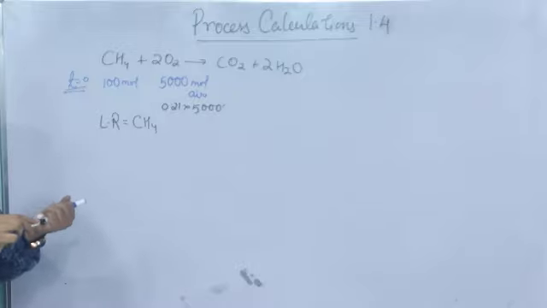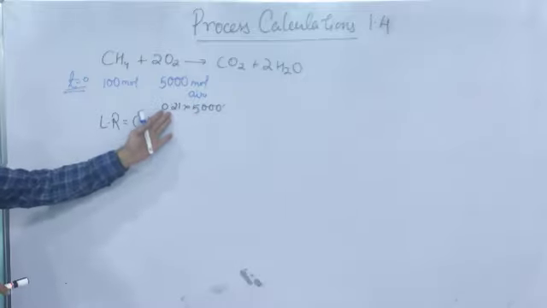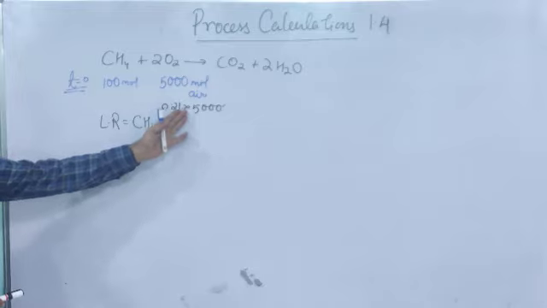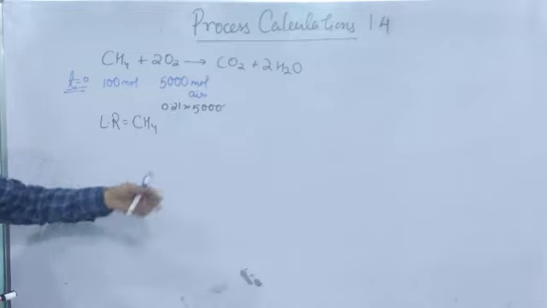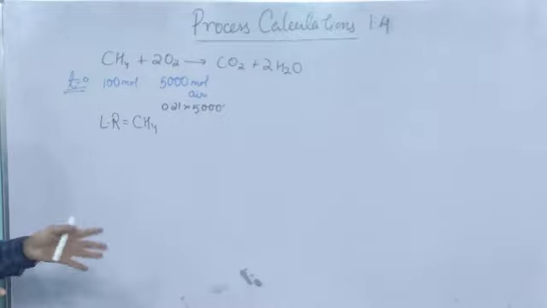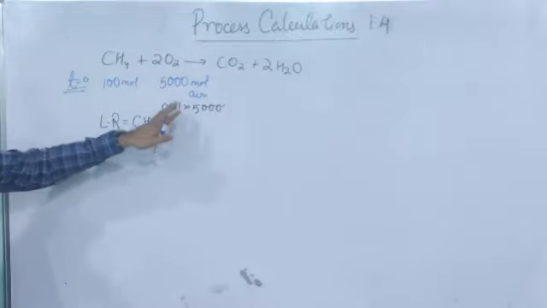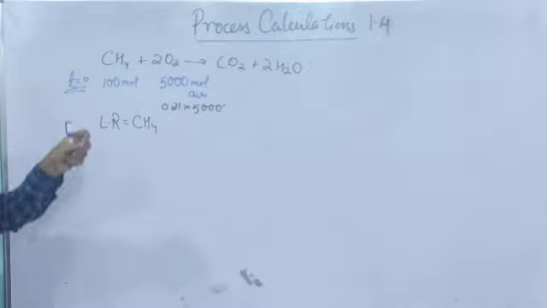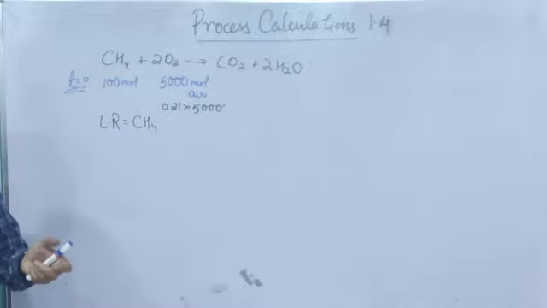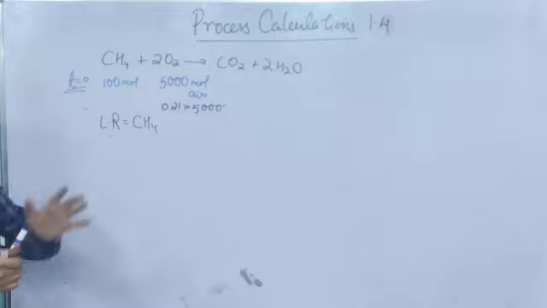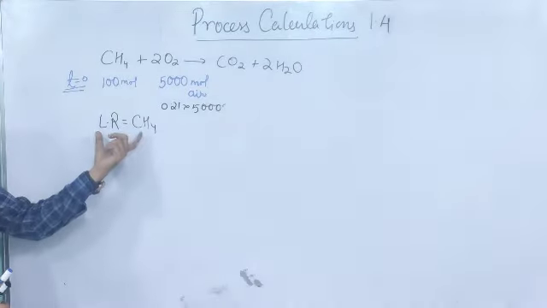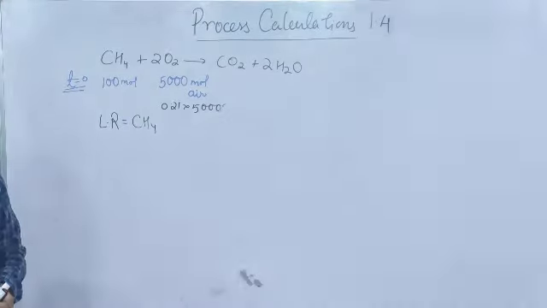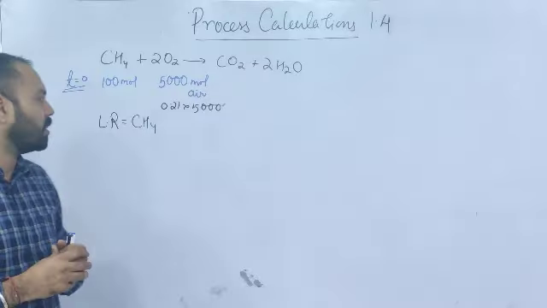The case where you are going to get the lesser value will be the limiting reactant. Okay, so what is 5000 into 0.21? I guess it is 1050. You can check the calculation, but definitely it is going to be higher. So this value divided by 2 and this value divided by 1, the reactant for which the value is less is the limiting reactant, and you are going to find that methane is the limiting reactant. I hope you know already how to calculate the limiting reactant.